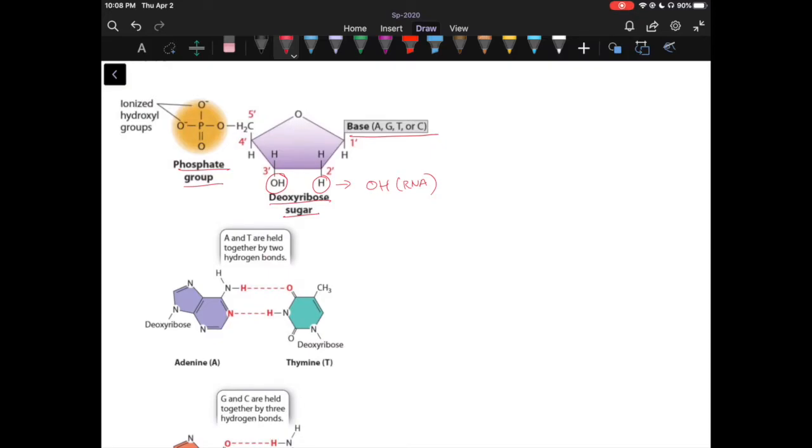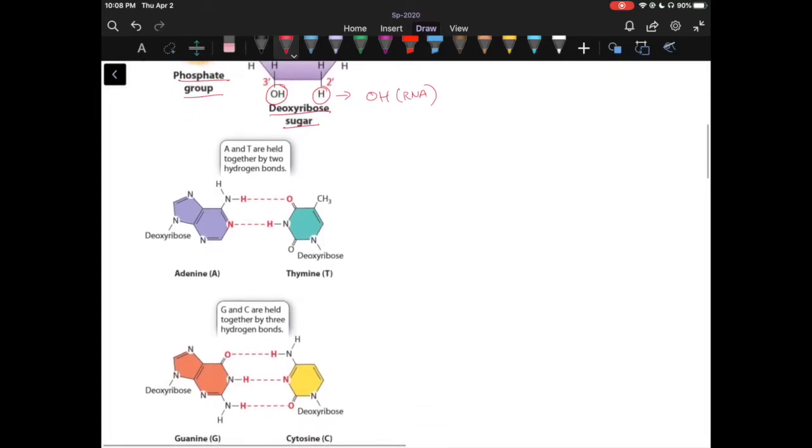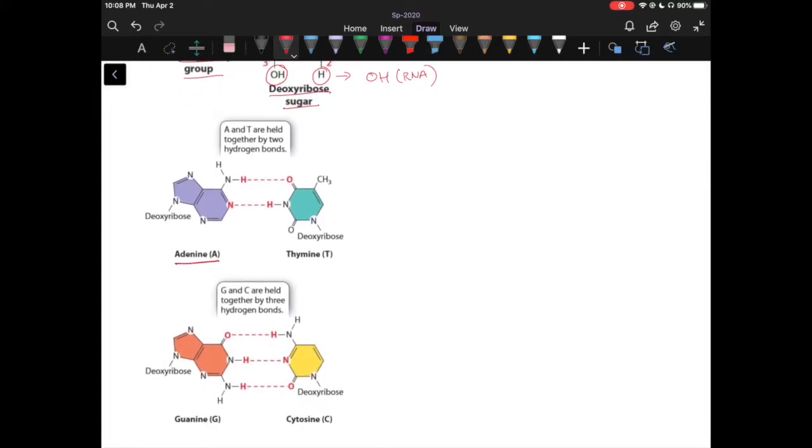For our nitrogenous bases, we have two different types. One is known as purines, which are adenine and guanine, and those are double ringed. If you look at this here, adenine and guanine are double ringed, and then our pyrimidines are thymine and cytosine, which are single ring. A and T will bond together, and G and C will bond together. For RNA, it's important to note that thymine is replaced by uracil, which is denoted by just a U.